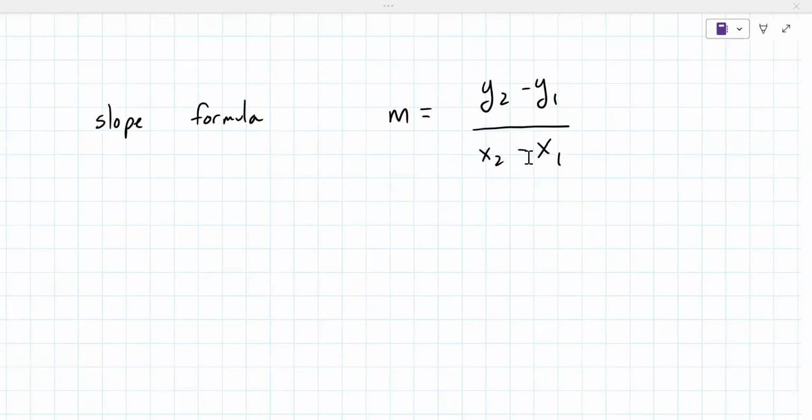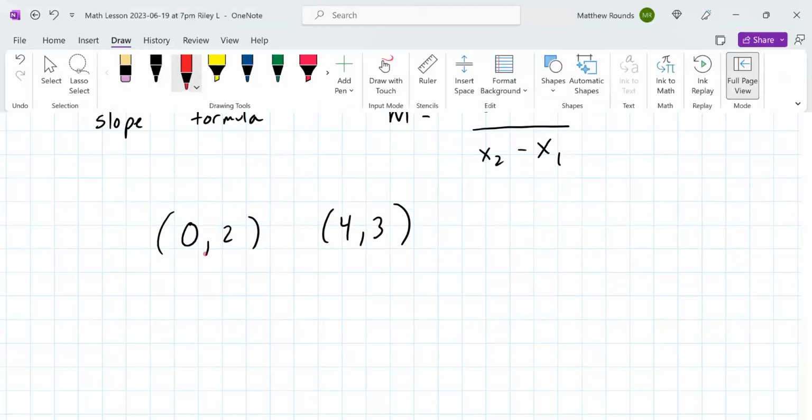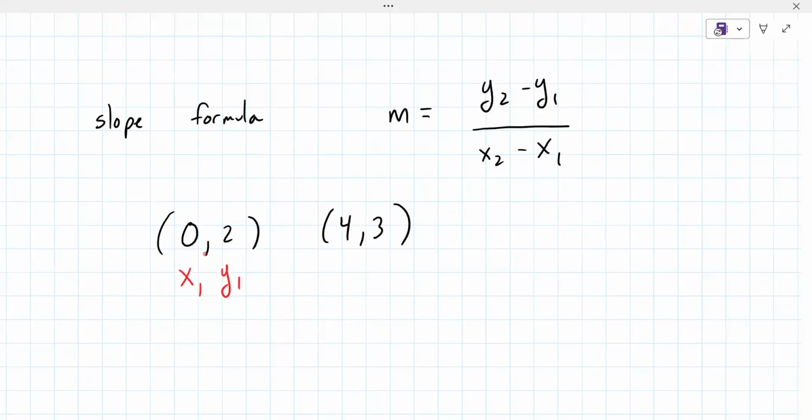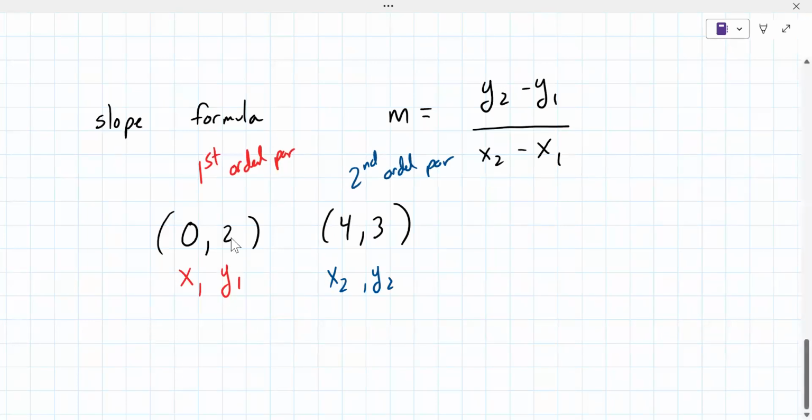Let me try to show you that here. Let's say I give you a point like this: (0, 2) and (4, 3). This is x1, this is y1, because they're from the first ordered pair. And then there's x2 and y2 because it's from the second ordered pair. It's really important that you label them this way, x1, y1, x2, y2, to use the formula.